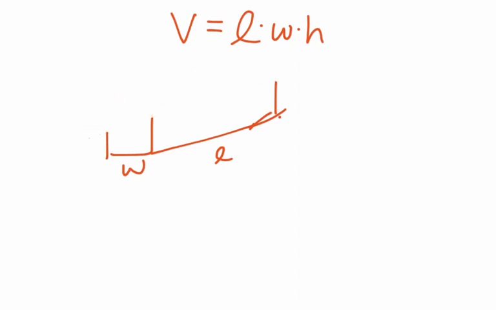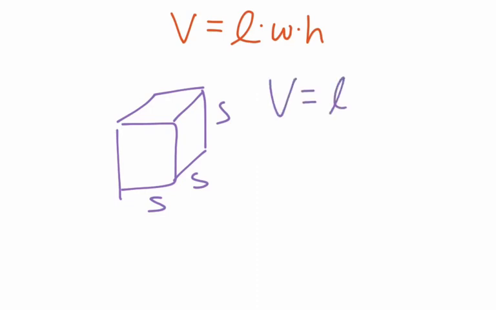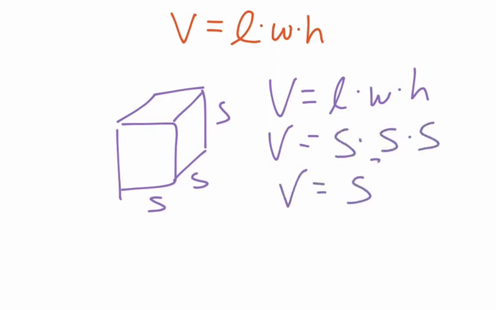Well, if the object is a cube, let's see if I can do it a little bit better this time. Then the length, the width, and the height are all the same. That's the definition of a cube. And so instead of calling them length, width, and height, we'll just call them side, side, and side. And when you go to do your volume formula, instead of length, width, height, it's just side times side times side, which would be side to the third power. And so that's where you get the idea of the third power being a cube.